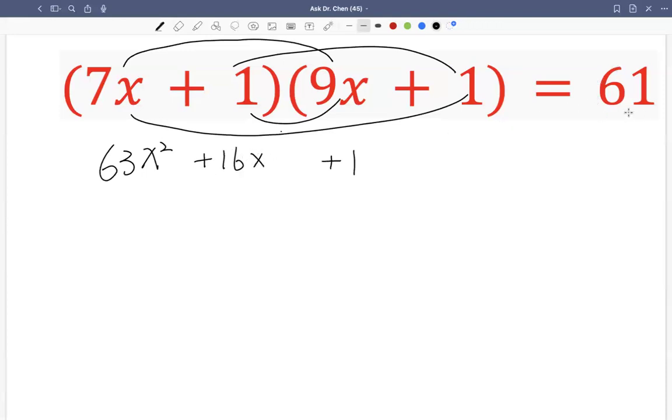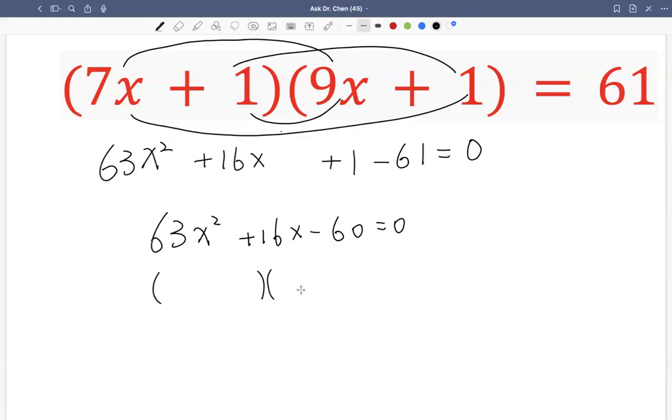Then we move this 61 to this side, becomes negative. So we want to make the right-hand side to be 0. So let's simplify this. So I have 63x squared plus 16x minus 60 equals 0. Now, so we want to factor this again. So we need to play with the factors of 63 and the factors of negative 60 to come up with positive 16. So let's try that.